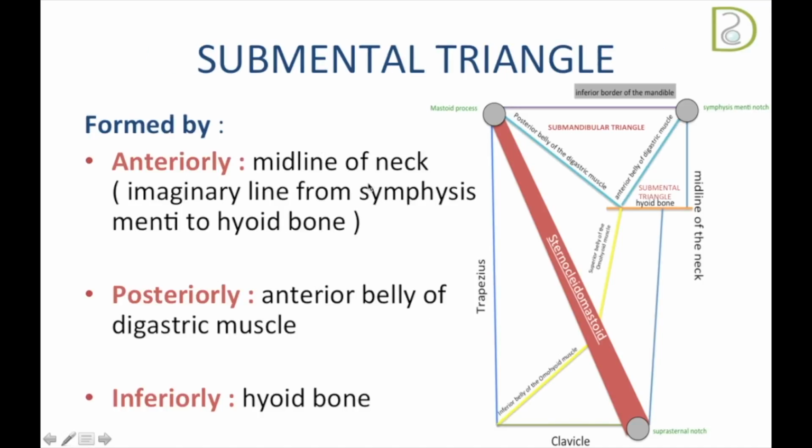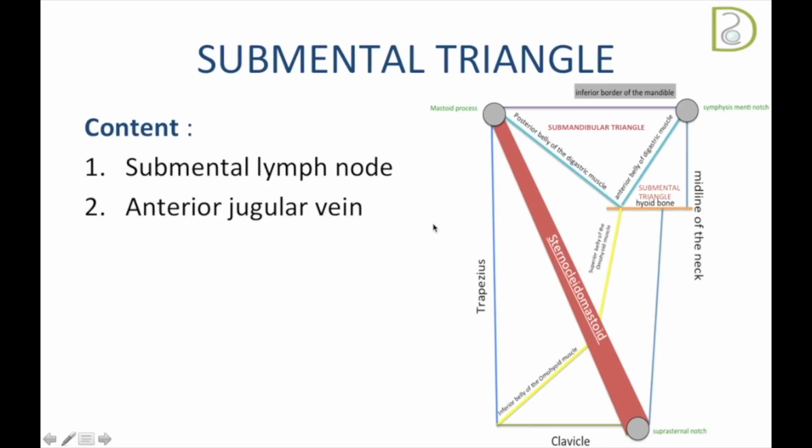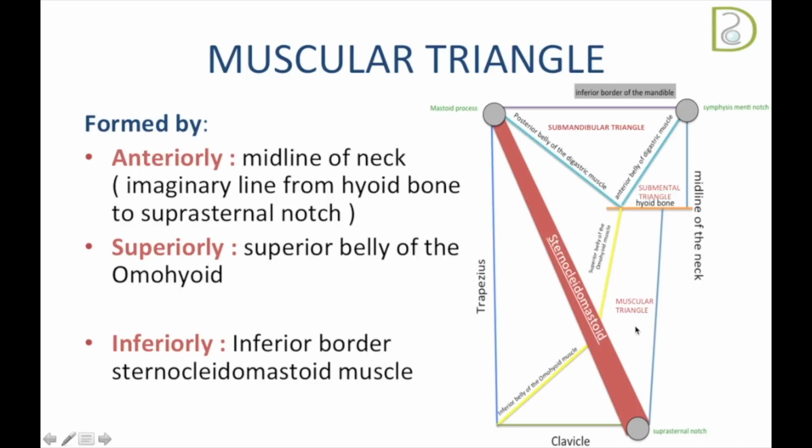The next subdivision is the submental triangle, which is formed anteriorly by the midline of the neck, the imaginary line from the symphysis menti to the hyoid bone, posteriorly by the anterior belly of the digastric muscle, and inferiorly by the hyoid bone. The contents are the submental lymph nodes and the anterior jugular vein. The next subdivision is the muscular triangle, formed anteriorly by the midline of the neck, which is the imaginary line from the hyoid bone extending to the suprasternal notch, superiorly by the superior belly of omohyoid, and inferiorly by the inferior border of the sternocleidomastoid muscle.